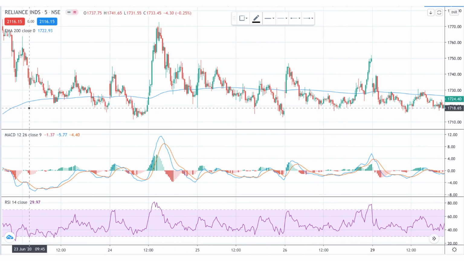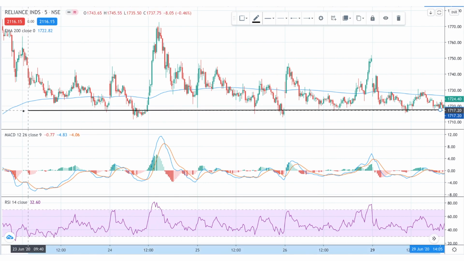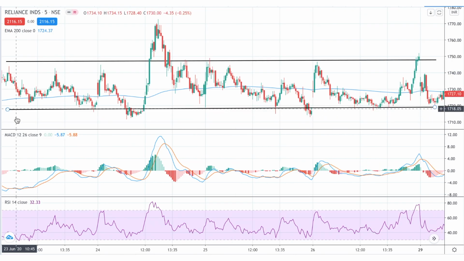So we want to draw a support line here. This is the support. And as you can see, the stock continuously gets rejected here, here, here. At these points, the stock continuously gets rejected downwards. So we want to draw a resistance there. We want to look for both buying and shorting opportunities.